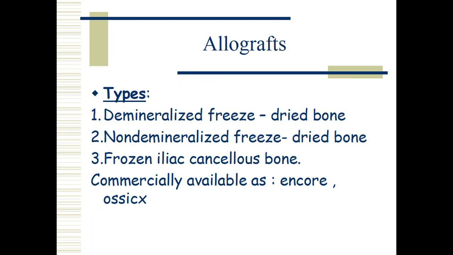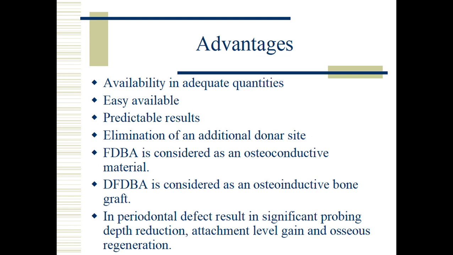Allograft. The allografts are demineralized freeze-dried bone and non-demineralized freeze-dried and frozen iliac cancellous bone. Allografts are commercially available as Encore and Ossex. Advantage: availability in adequate amount, easily available, predictable result, elimination of additional donor site. Freeze-dried bone allograft is considered an osteoconductive material and decalcified is considered an osteoinductive bone graft. In periodontal defects it results in significant probing depth reduction, attachment level gain and osseous regeneration.